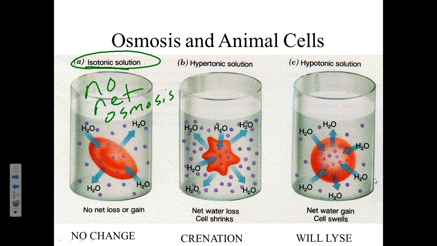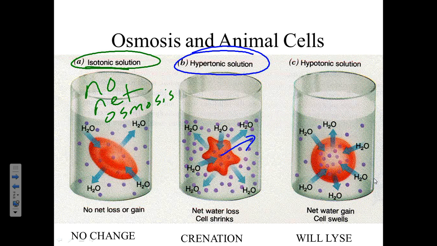There's no net osmosis. On the other hand, here we put the red blood cell in a hypertonic solution. What are all those little purple dots supposed to be? Those are solutes. There's a lot of solutes outside the cell, but almost none inside, right? So which way does the water move? Out. And what's happening to the cell? It is shriveling and dying. Water moves from where there's less solute to where there's more solute.